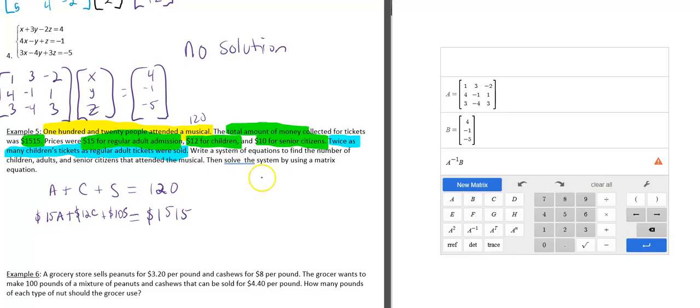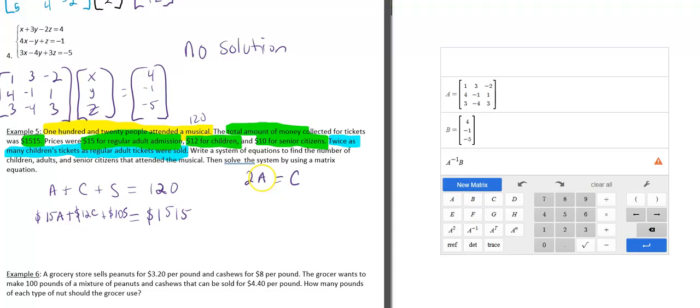So you have, off to the side here, I'm going to set this up for you. I know that twice as many children tickets, so you have some children tickets sold, that was twice as many adult tickets. Children tickets equal twice as many adult tickets. Twice as many children tickets as regular adult tickets were sold. So C equals 2A.